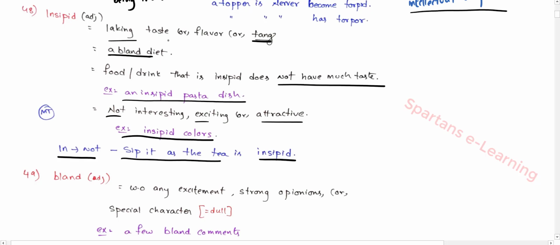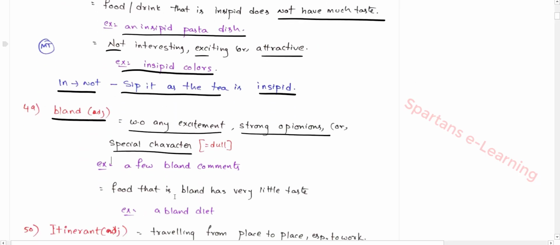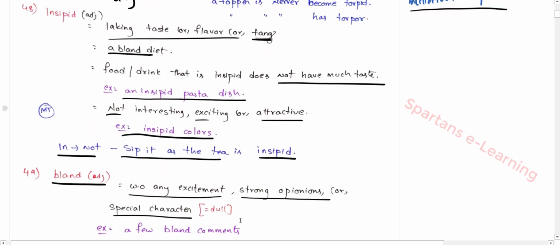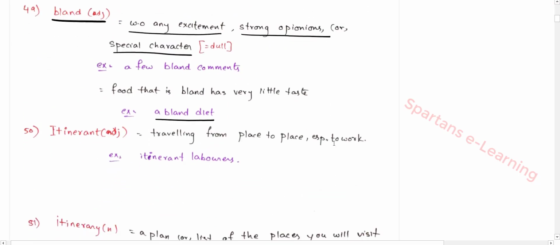So insipid means lacking taste or lacking excitement, right? So lacking interest is called insipid. Bland is an adjective. Bland means without any excitement, strong opinions or special character. Bland also means having a dull taste. So insipid and bland are one and the same, okay? A few bland comments means a few dull comments without excitement, right? Similarly, a food that is bland has very little taste. That means it is tasteless. So bland and insipid mean tasteless or not exciting.